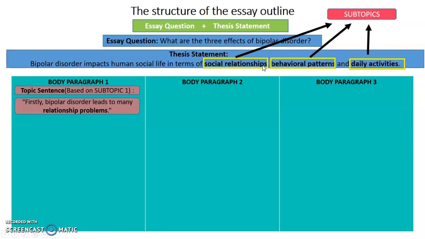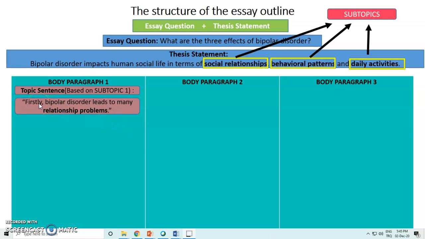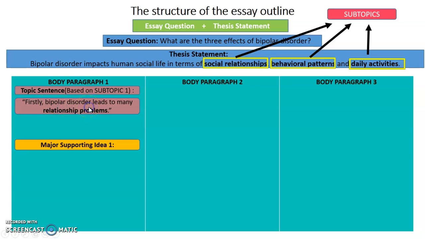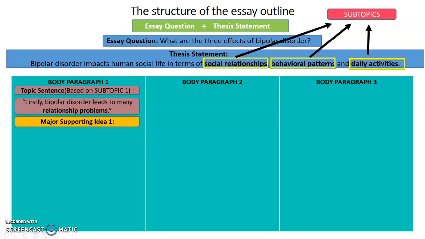So what was the topic sentence? The topic sentence in the first body paragraph is, firstly, bipolar disorder leads to many relationship problems. What about the major supporting idea? What is the first major idea that supports this topic sentence? It was, bipolar disorder negatively affects family relationships. So, well, the main category is relationship problems, and the first subcategory is family relationships in this case.